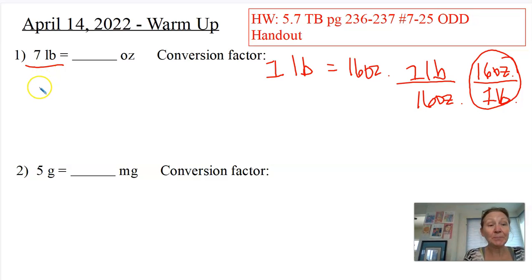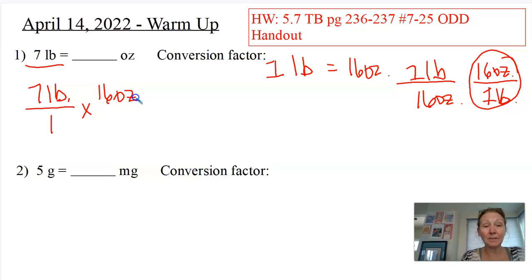So here's what I do. I write 7 pounds over 1, right? Because any number over 1 is just that number. And then I multiply by the conversion factor of 16 ounces for every 1 pound. And then the cool thing that happens is numerator, denominator, just like with canceling out common factors, the units cancel out. And so when I multiply across, 7 times 16 is 112, and the units are ounces.